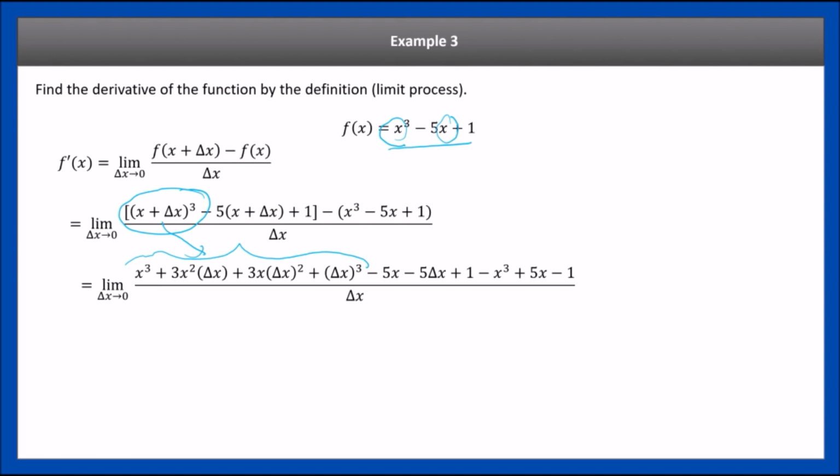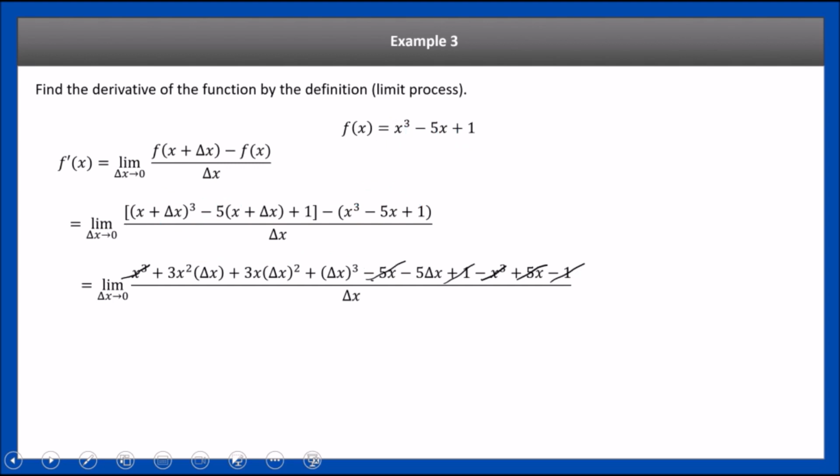It just takes time. You're going to distribute the -5 to this, so -5 times x, -5 times delta x. And then, of course, you're going to need to distribute the negatives here, here, and here. So a double negative makes it positive, etc. And so you get this really long line here for the fraction. And then you notice that a lot of these terms end up canceling, and it simplifies a little bit.